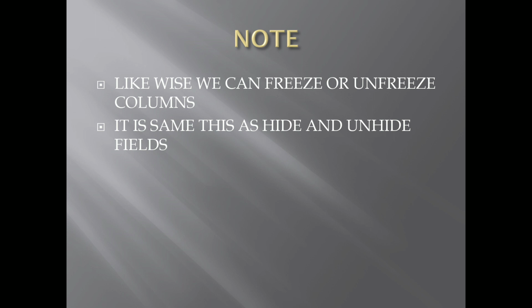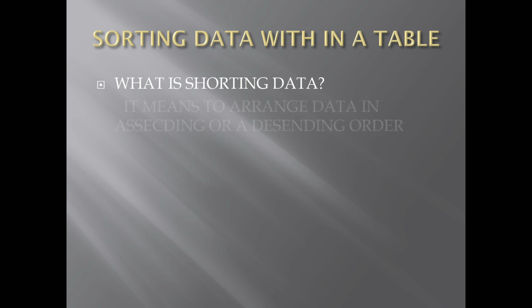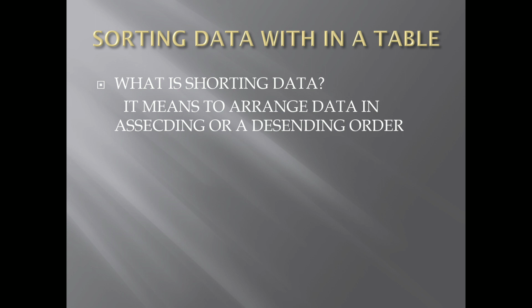Now our next topic is sorting data within a table. What do you mean by sorting? You all have studied in your previous class in Excel. What is sorting? Yes, the definition is same. Sorting means arranging a particular field either in ascending order or descending order. See, it means to arrange data in ascending or descending order.